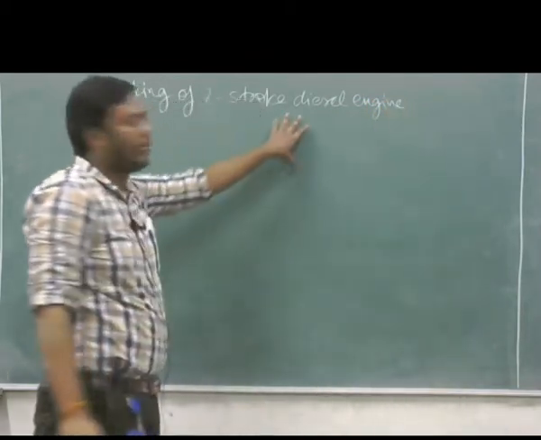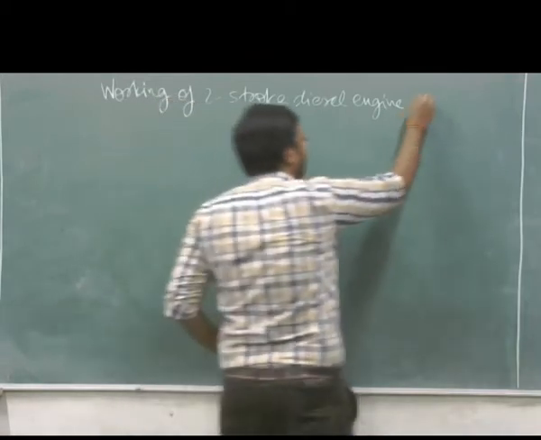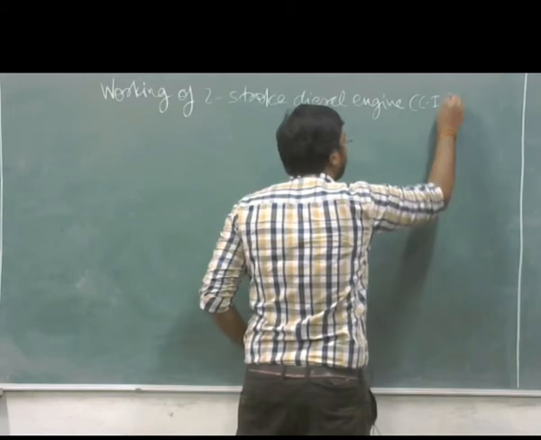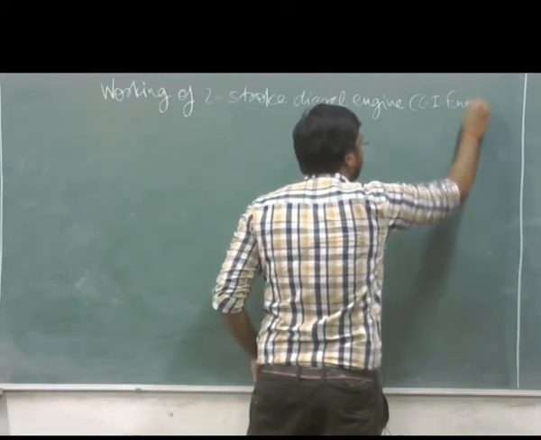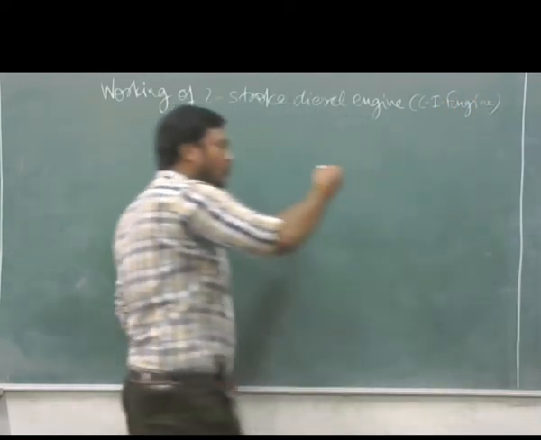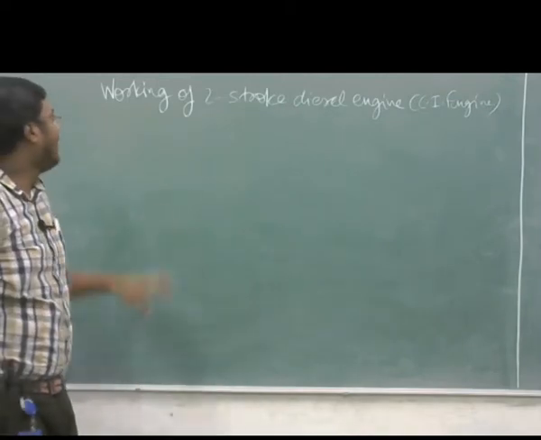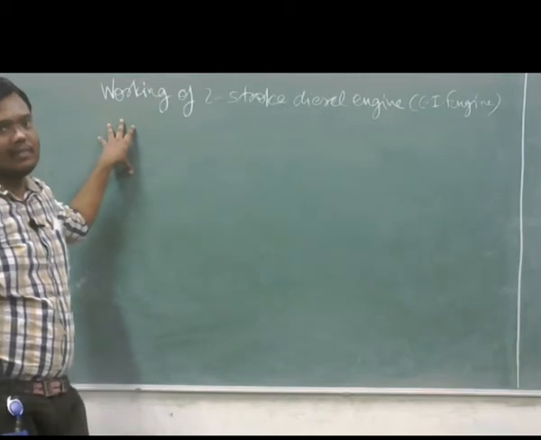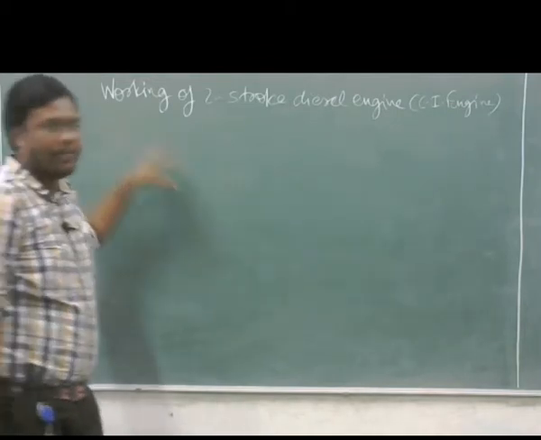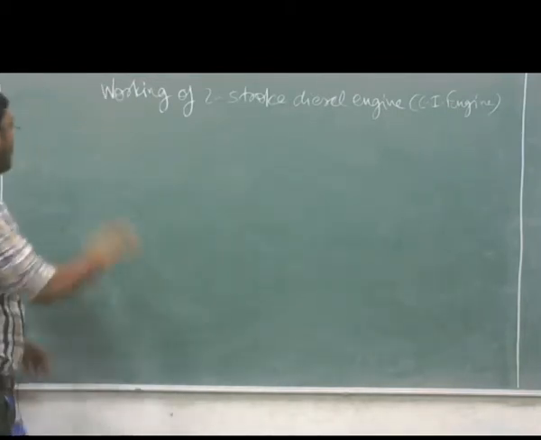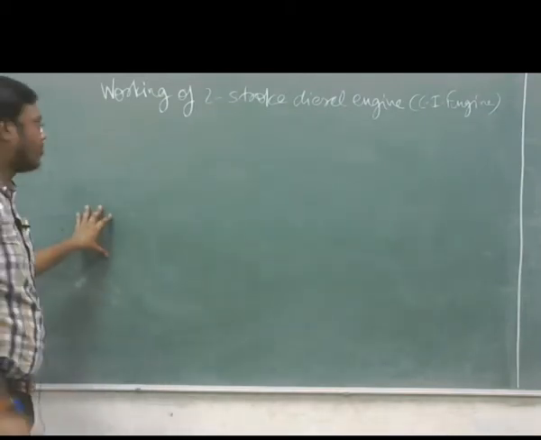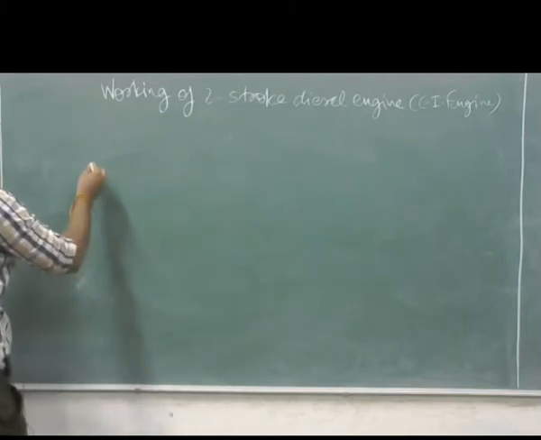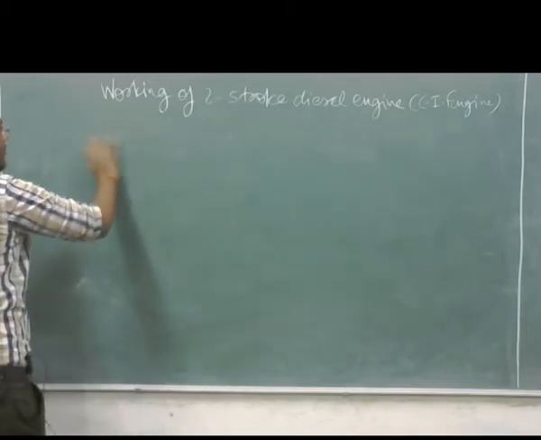Diesel engine is also known as CI engine, compression ignition engine. So a question may be asked as: explain the working of a two-stroke diesel engine, or explain the working of a two-stroke CI engine. Both the questions are the same. Here also we have to draw some diagrams so that the working is clear. So I am drawing some diagrams here.